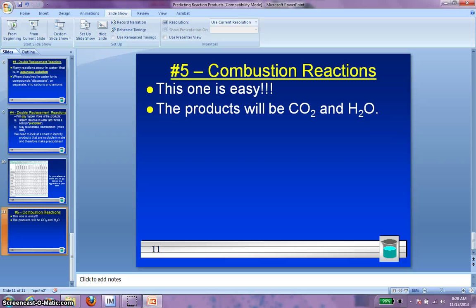Okay? So these are how to predict all 5 types of reactions. And you'll be working on doing this in class on both the classwork and in the lab.